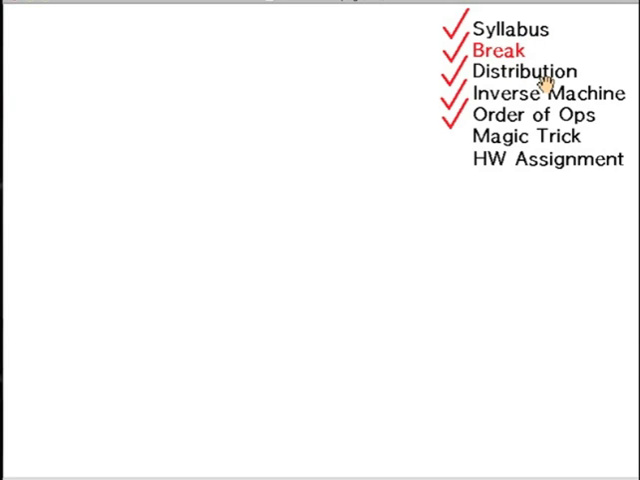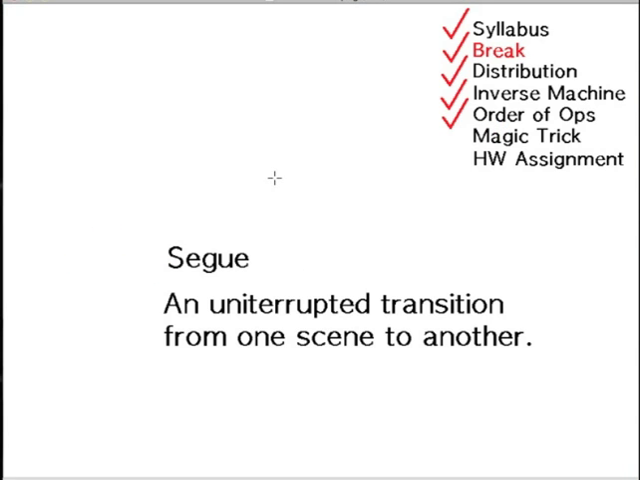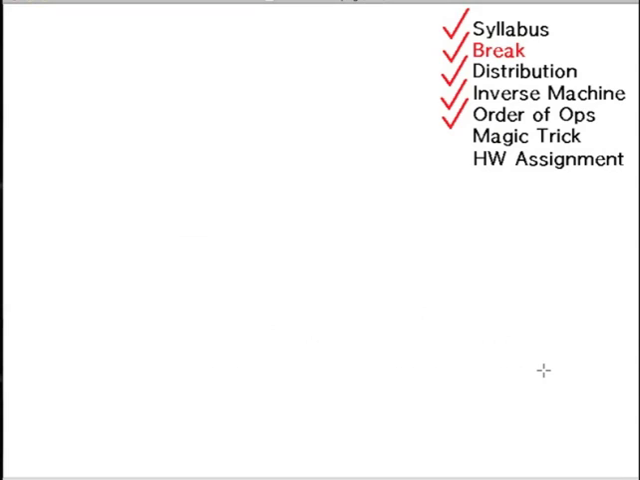We've already covered distribution. The inverse machine, maybe I'll make a video of that sometime. And the order of ops we've covered. All of these three things segue you quite naturally into the next part of the course, which is the movement towards word problems, which play big. And so I wanted to work the magic trick, which does that. It covers what we've had, and it covers where we're going.